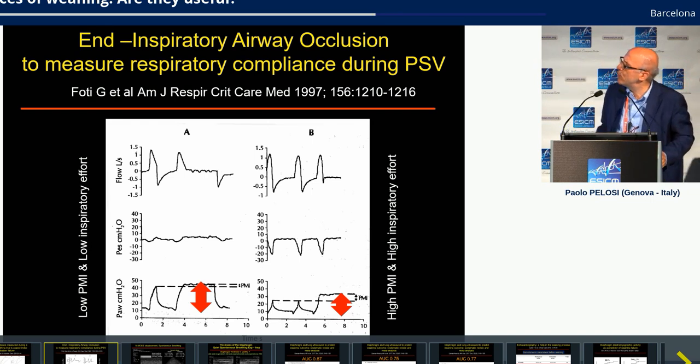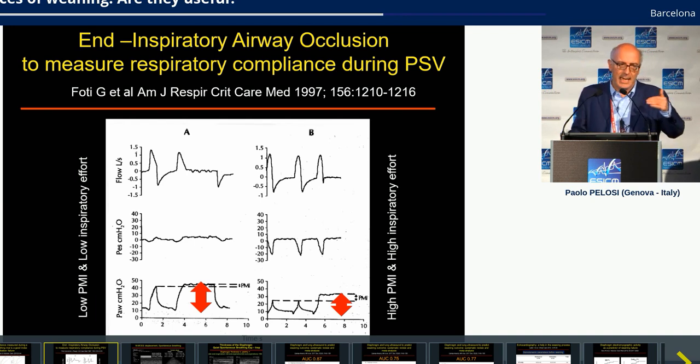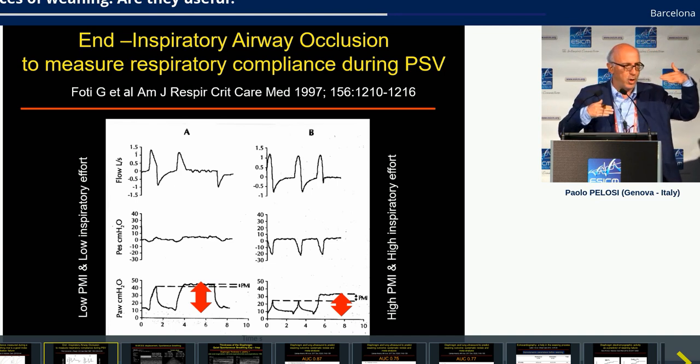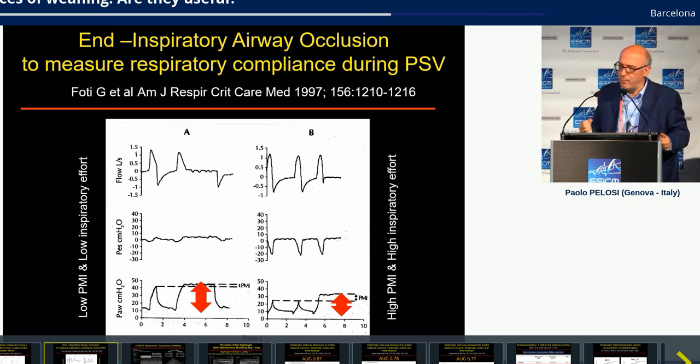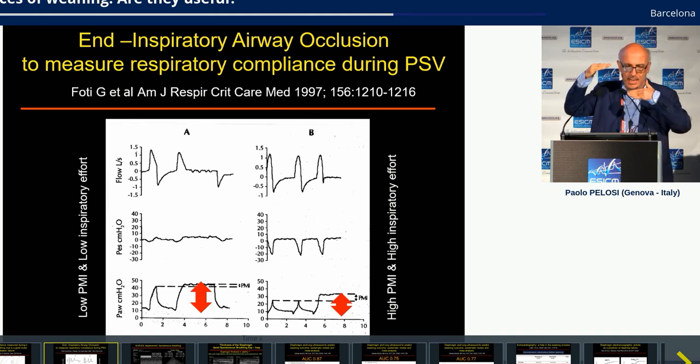On the other side, you see another patient in which, when we occlude the airways, the plateau pressure, so the pressure of relaxation during assisted ventilation, is higher than the pressure during pressure support. What does it mean? That the difference between the pressure support level that we set and the plateau pressure at occlusion is the activation of the respiratory muscles at the end of inspiration. So the higher this difference, the higher the activation of the respiratory muscles.